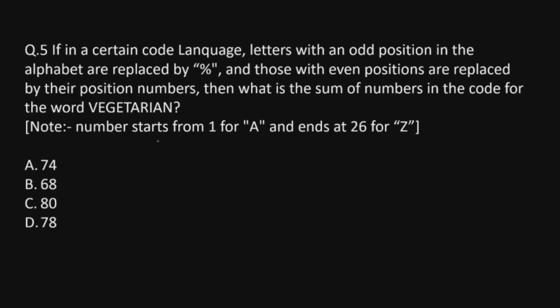So here the question is in a certain code language. So it's a code language problem. Letters with an odd position in alphabet are replaced by percentage, and even positions are replaced by their position numbers. Then what is the sum of numbers in the code for vegetarian? There is one note: number starts from 1 for A and ends at 26 for Z. So what I will do, I will quickly write down all the letters here, so that we can check what is the number for each letter.